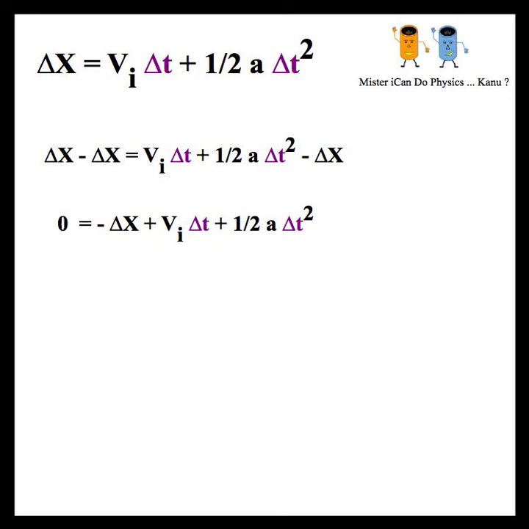Now, all we have to do is reorder the terms in our equation so that we have 1/2 a delta t squared plus v sub i delta t minus delta x equals 0. If you look closely, these two equations are the same. We've simply flipped them and reordered the variables so that now we have 1/2 a times a squared term plus v sub i times a term to the first power minus delta x, which has no term for t in it whatsoever.